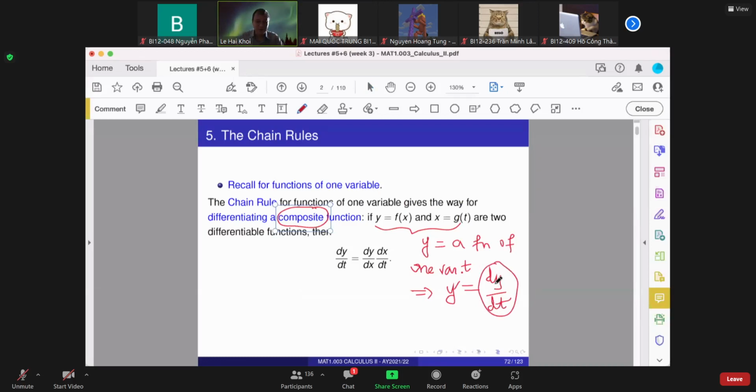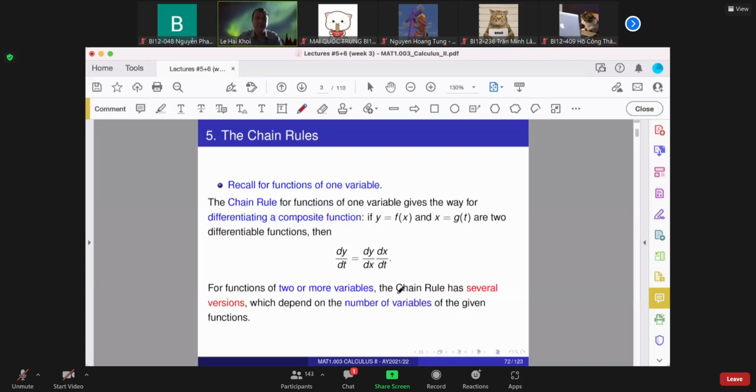Right? But to compute dy over dt of this composite function, first we take the derivative of y, or actually of f, with respect to x. So this is f prime with respect to x, and then multiply by x prime with respect to t. So you know quite well this situation. That is one variable. What happens if we have a composition of functions of several variables? Then it is more complicated in the sense that we have several versions depending on how many variables we have. That is the big difference between one variable and several variables.